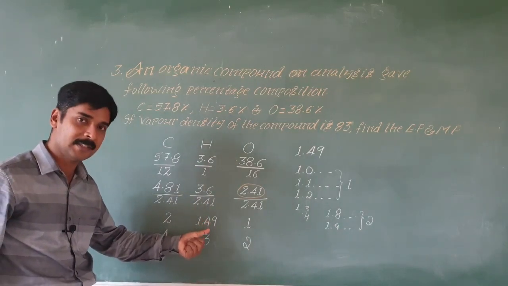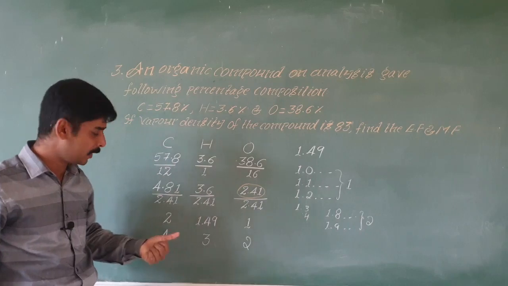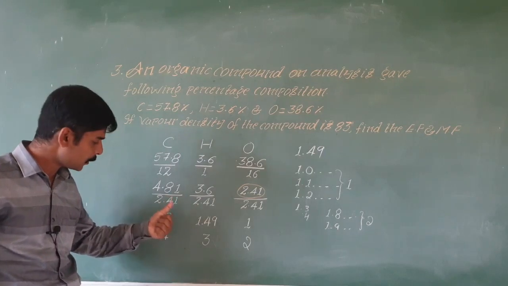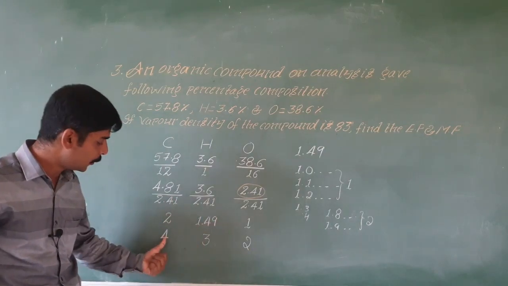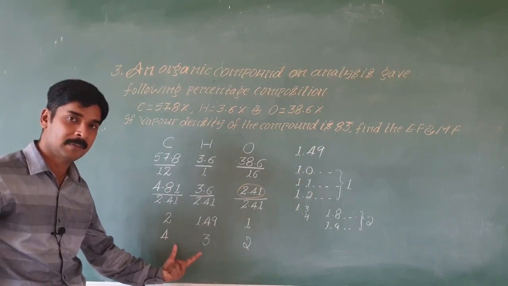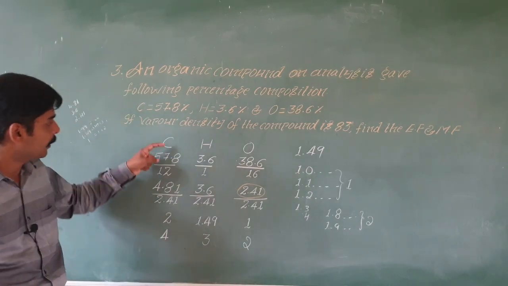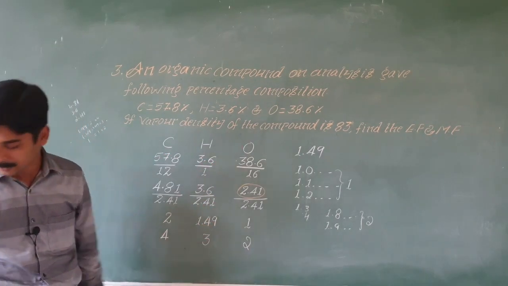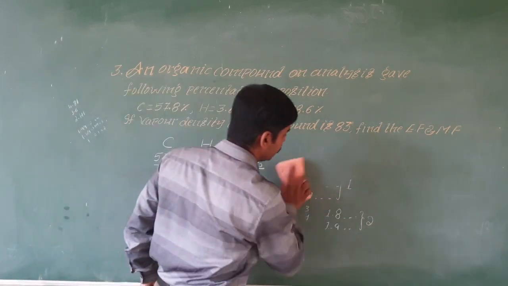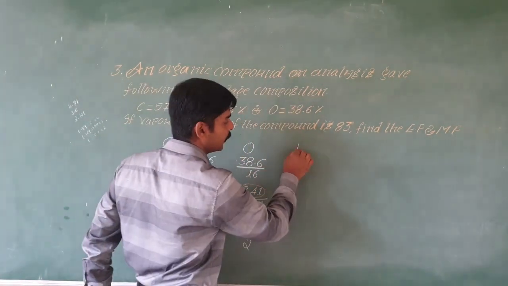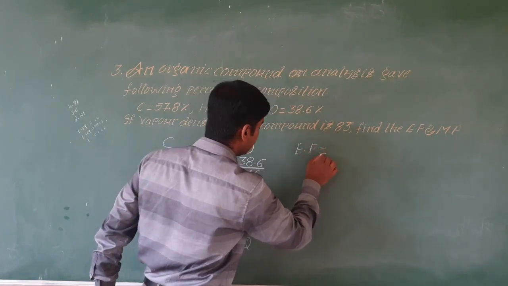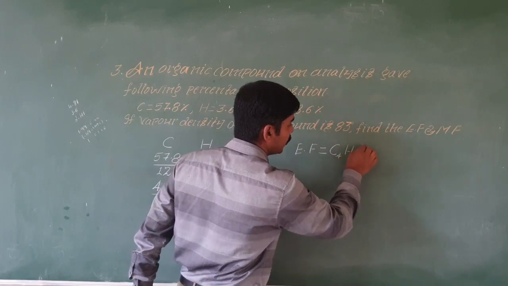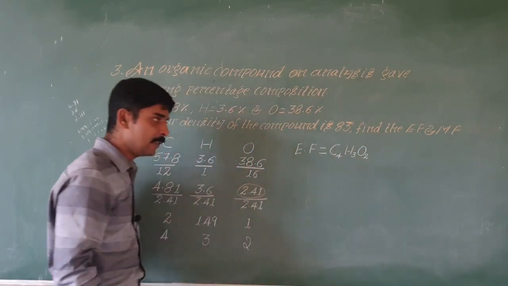This is one special case, that is why I took this example. But in most cases, when you divide, you will get a perfect whole number. If you don't get it, you must remember this: you have to multiply by a suitable whole number to get a whole number. Now this will be the simple ratio. Now you can write the empirical formula. C4H3O2 will be the empirical formula of the compound. So the empirical formula is C4H3O2.